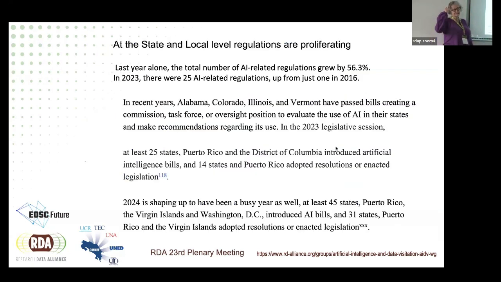And at the state and local level, as I mentioned, regulations are proliferating. Last year alone, the number of AI-related regulations grew by 56%. Many states have AI regulation on the books.